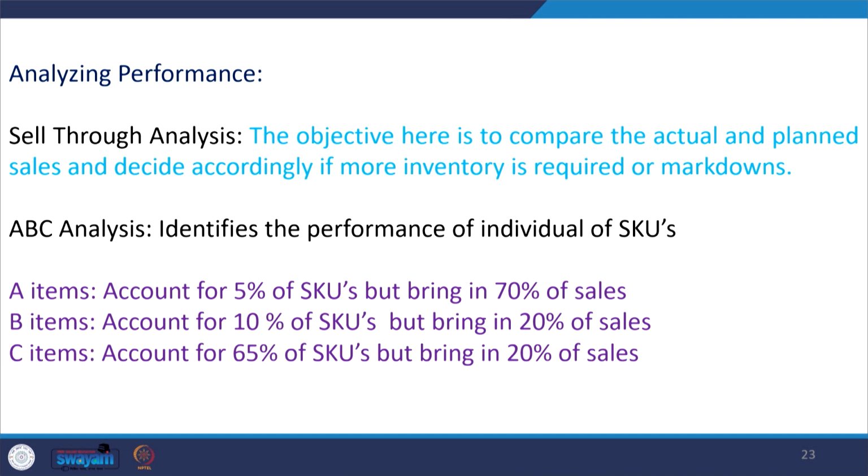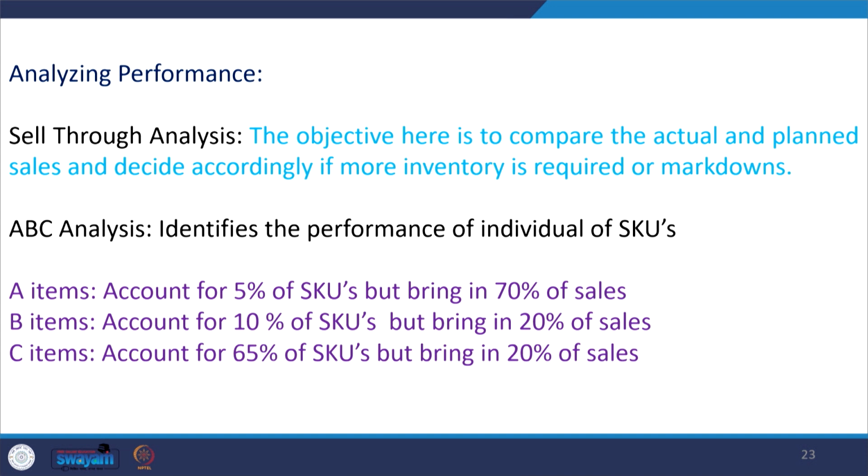B items precisely are those which account for 10% of the stock keeping units but bring in only 20% of sales. Now C items are precisely those items which account for 65 to 85% of the stock keeping units but bring in only 20% of sales.